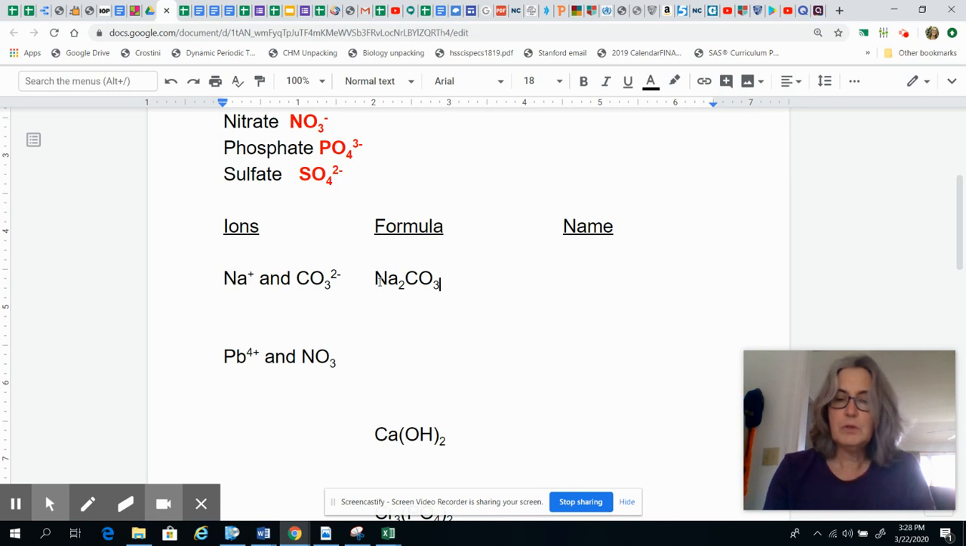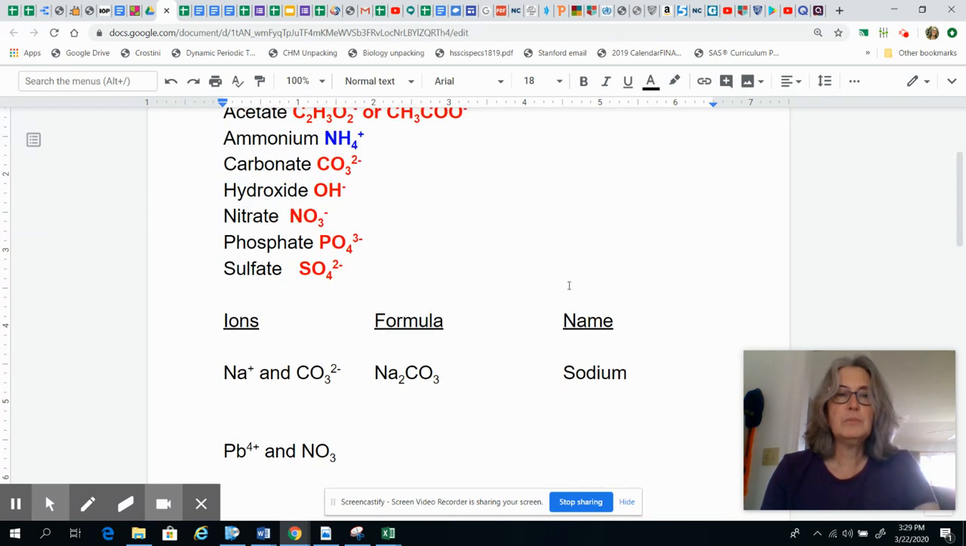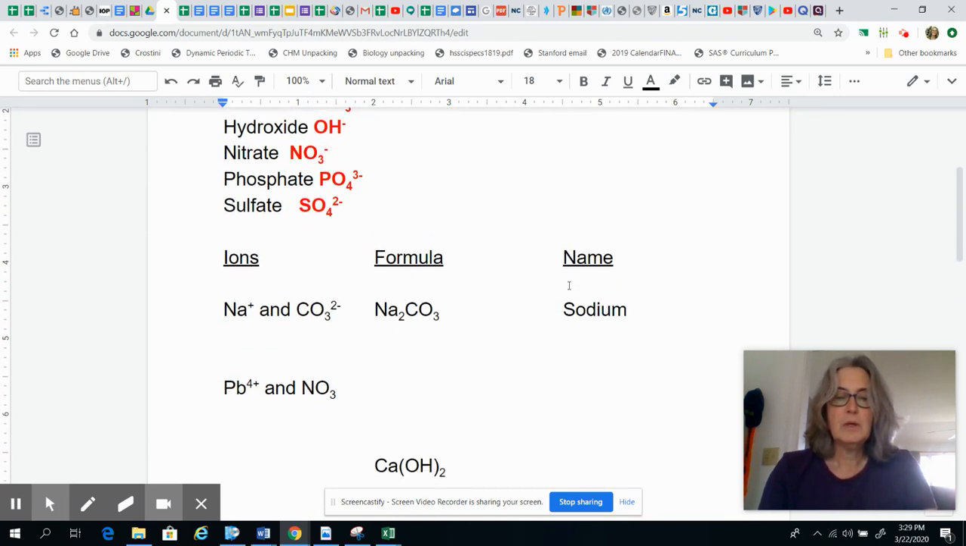I can't remember if I inadvertently said the name of it, but the name is just the names of the two ions. The first ion is sodium, and the second ion is carbonate. If we look back up, carbonate. So we're just going to name the two ions. Sodium ion, carbonate ion.